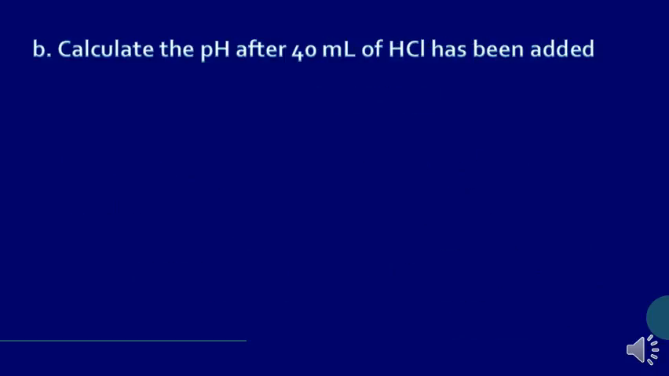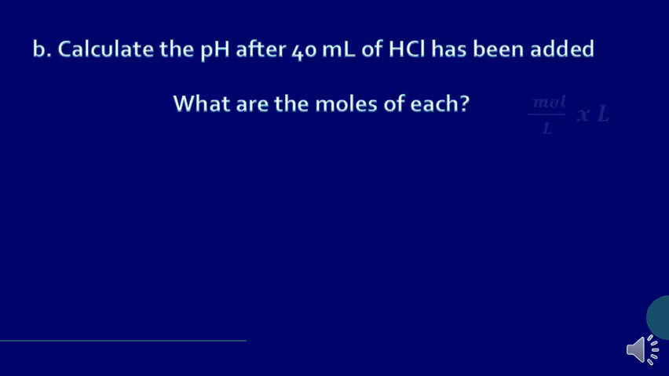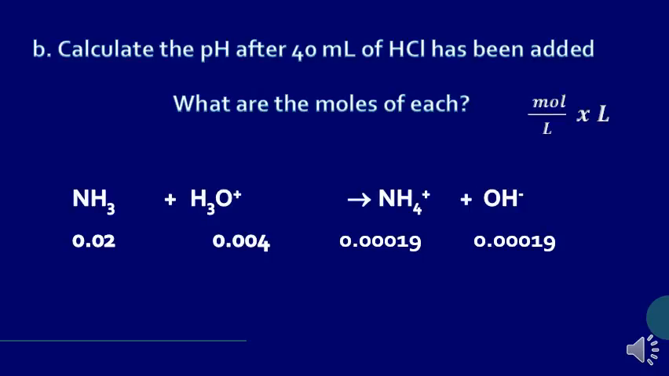Okay, to calculate the pH once we've added 40 milliliters of hydrochloric acid, the first thing we need to do is figure out the moles of every major species that we have. And if you recall, to figure out the moles, you simply take the molarity, which is moles per liter, and multiply it times the volume of that particular substance. So for the ammonia, we end up with 0.2, and these are all in moles. Then this is your value for your hydronium ion. Now for the hydronium, I only multiplied it times 0.04 liters.